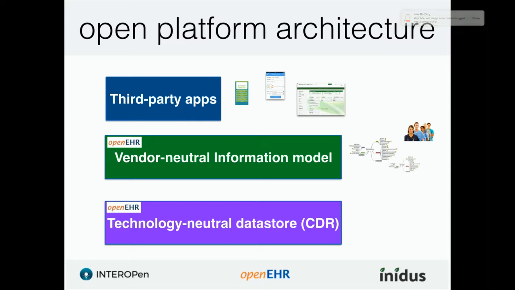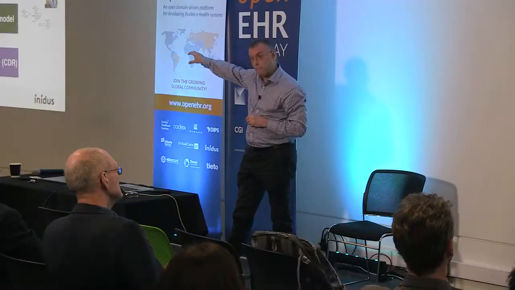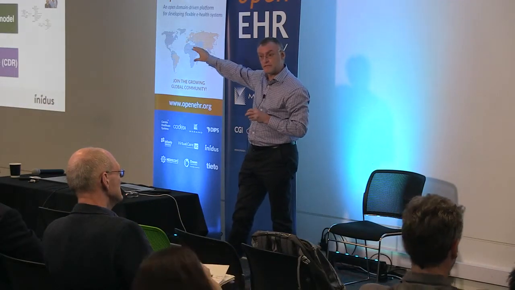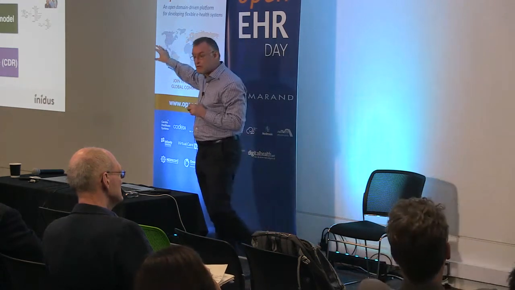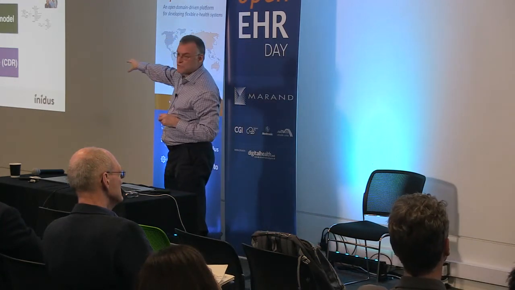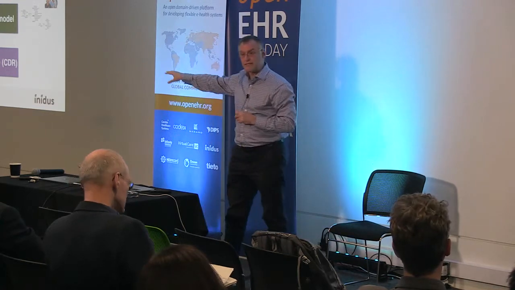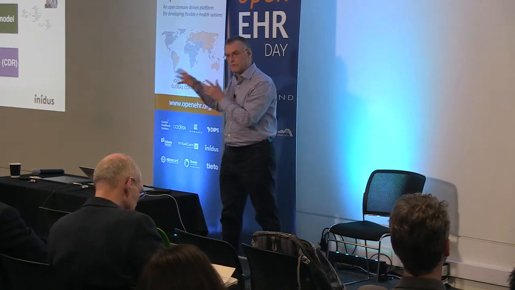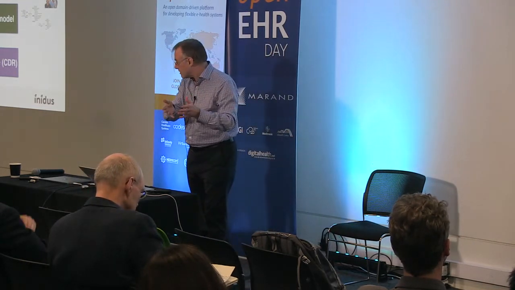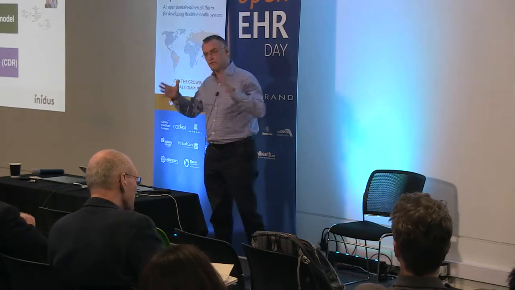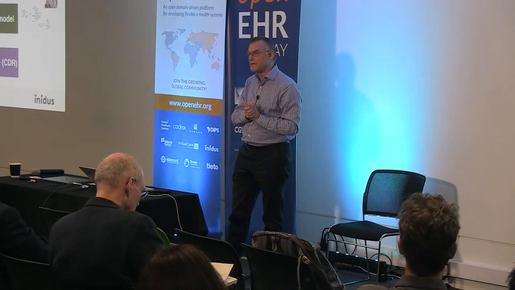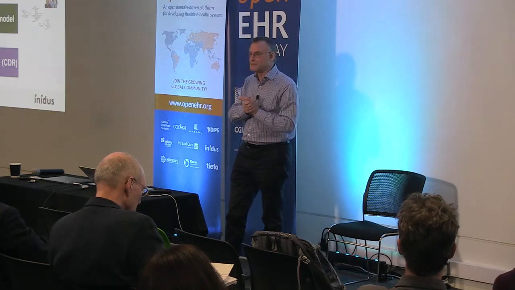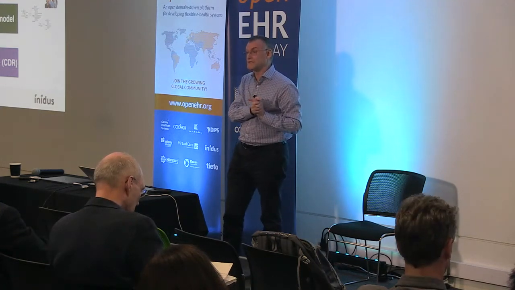We have a vendor-neutral information model. That's openEHR, and that's in common. And then at the bottom, we have a technology-neutral data store, the CDR. So that's the ThinkEHR product that Marand have. It's the EtherCIS product that the Ripple guys are working with. And there are three or four other companies around the world. We were out in China earlier in the year, and there are two or three Chinese companies building these systems as well. The whole idea is that you can swap these things in and out.